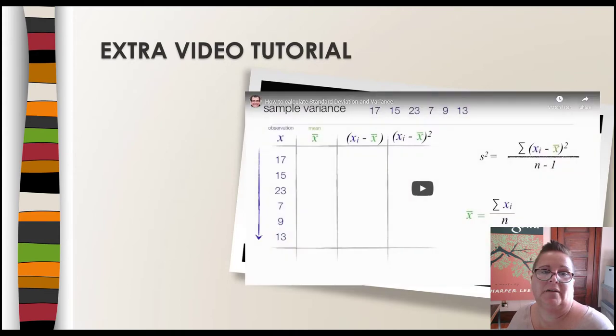There is in the actual PowerPoint another video tutorial of someone using a very similar process to get the standard deviation. They do talk about something called a variance. Variance is another measure of dispersion. We are not going to go into variance. It is just a step on the way to finding the standard deviation. So he may mention it in this particular tutorial, but you do not need to know what a variance is.